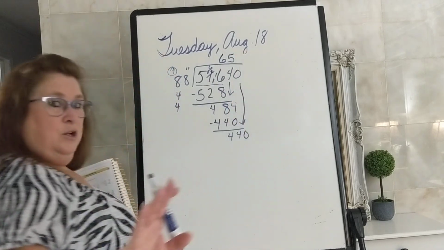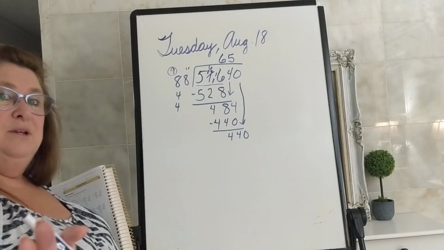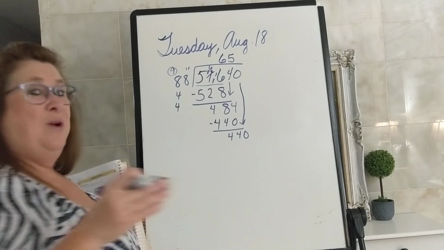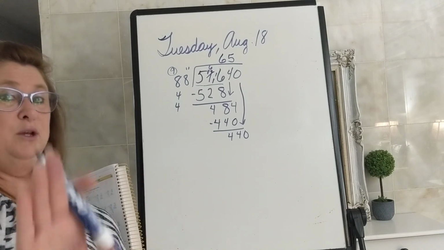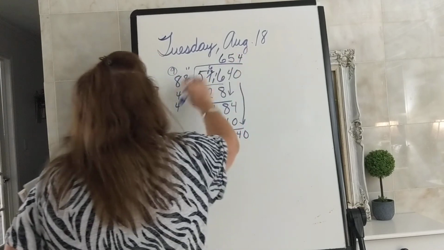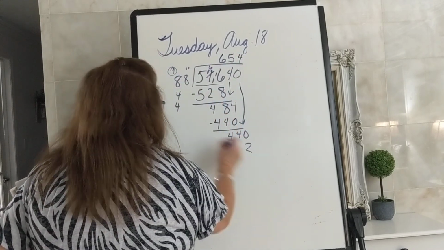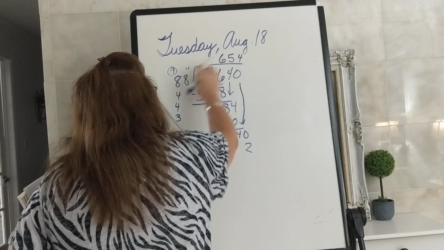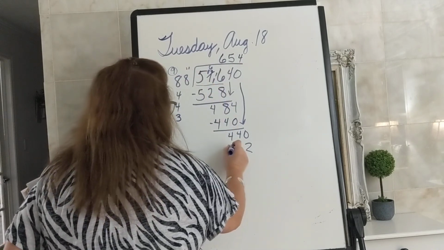Now you guys don't write anything on your paper. Let me show you. If we would have went with our estimating, it would have come out like this, but you stop writing. We would have put our 4 up here. 8 times 4 is 32. Put 2 down, carry our 3. 8 times 4 is 32, plus our 3 is 35.